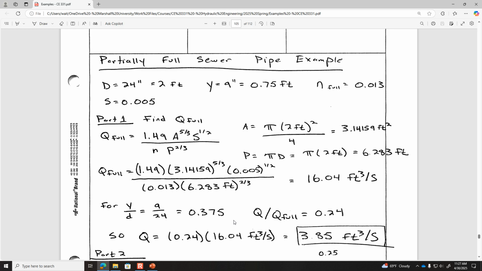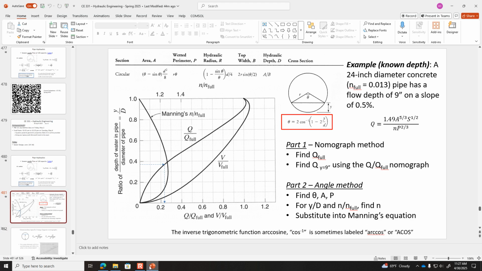So 3.85 CFS. If it's 9 inches, laid out on a 0.5% slope, concrete pipe that would be 0.013 when it's full. So does everybody understand this first method of using the nomograph when we assume, like we find out if it was full and then we correct? Okay, the next part is a little bit more creative, maybe indirect, tricky somehow, the angle method. So we want to use that formula to find out what is the angle based on the depth.